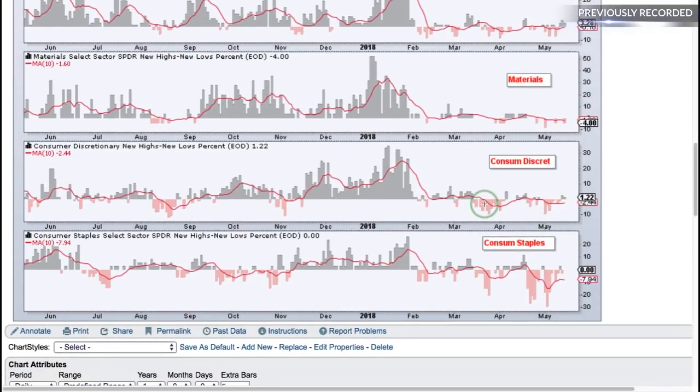We're split between weakness in housing and a bit of a perk up in retail. And we look at consumer staples. This is the sector to avoid. Yeah, it's oversold. It's due for a bounce, but it's in a long-term downtrend. And you can see that high-low percent is at minus 8%, by far the weakest sector as far as this is concerned, and as far as the charts are concerned.